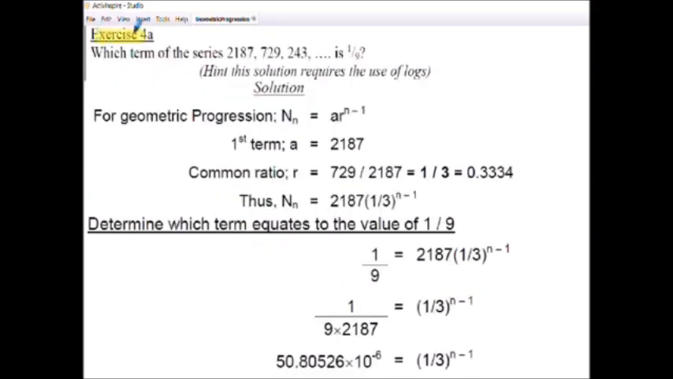Okay, exercise 4a here. We're given a series of 2187, 729, 243, and we're asked to find where in the series does 1 upon 9 occur. What's the little n value, if you like, for 1 upon 9?